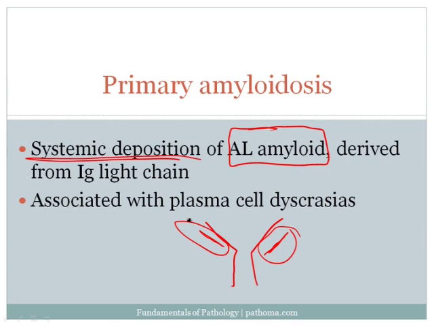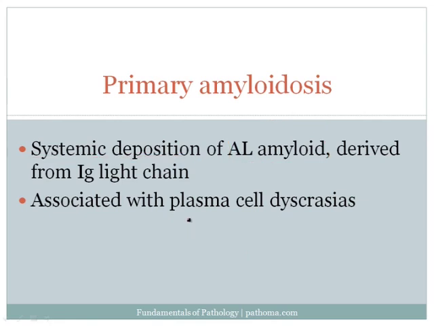However, in a subset of diseases called plasma cell dyscrasias, a general term that refers to abnormalities of the plasma cell, there can be overproduction of the light chain, and the overproduced light chain will leak out into the blood. The light chain can then become misfolded and can eventually deposit within tissues, creating a primary amyloidosis. So that's the characteristic of primary amyloidosis.